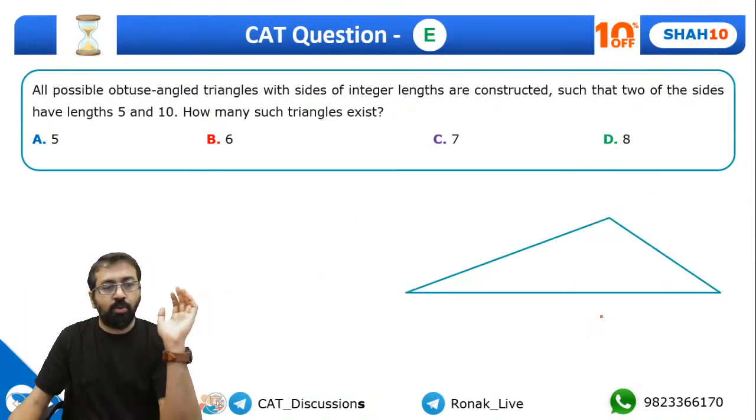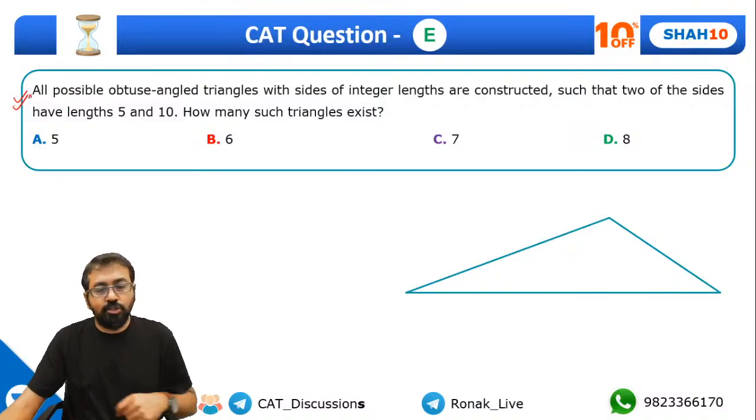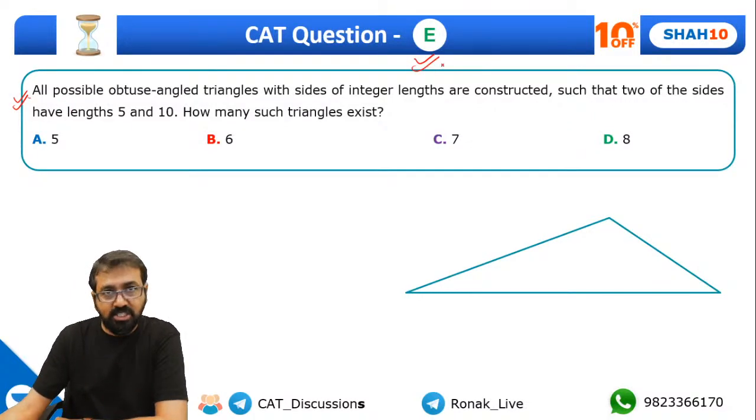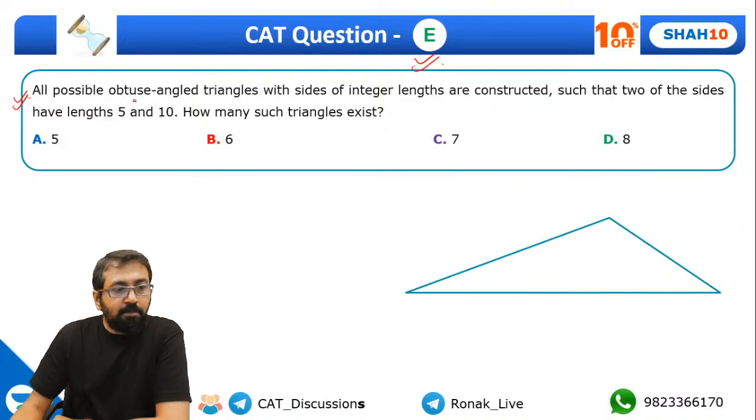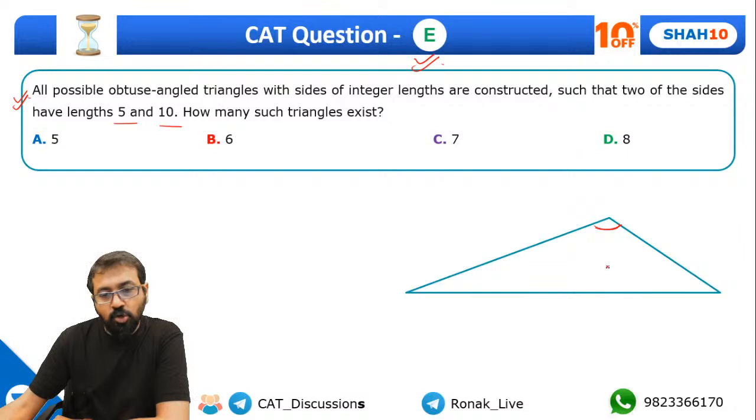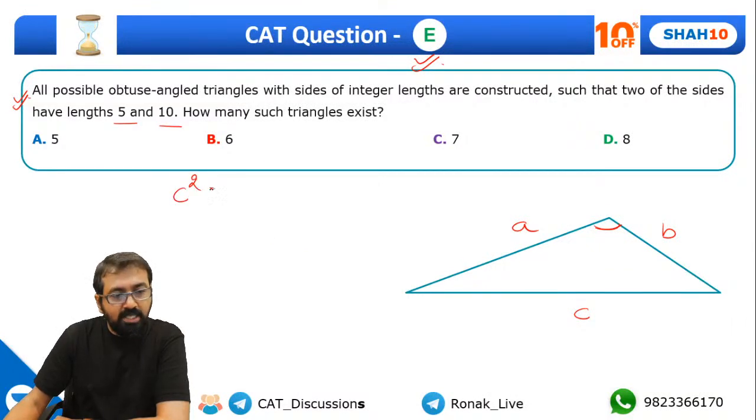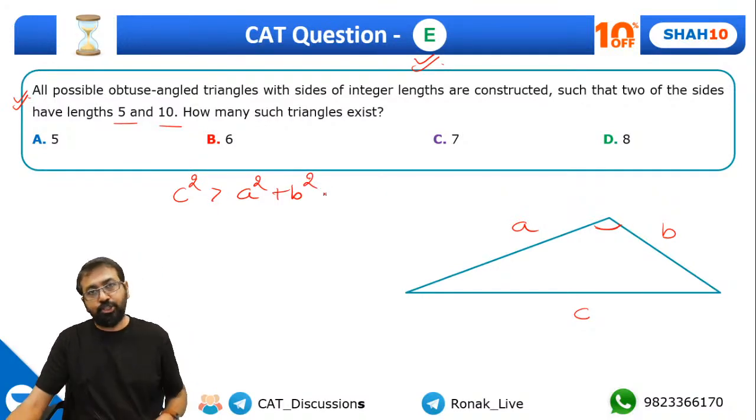So let me give you one more question. Try for this. Now this is also an interesting question, guys. Both of these are CAT questions. All possible obtuse angle triangles with sides of integer lengths are constructed such that two of the sides have length 5 and 10. Now what is the property of an obtuse angle triangle? So if I consider this is the obtuse angle and this side is C, and let's take these as A and B. So C square should be greater than A square plus B square, as I just mentioned.